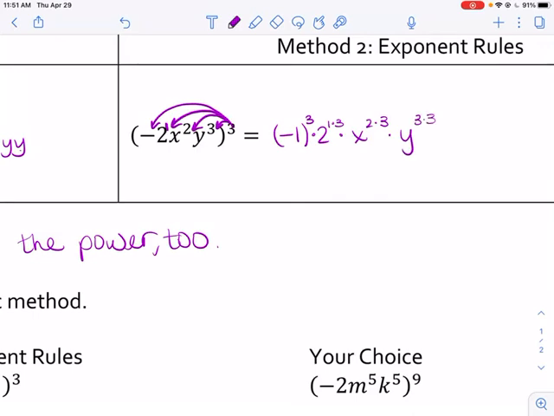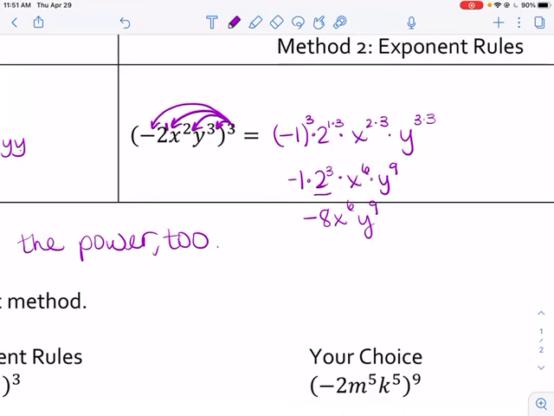And it gets easier once you get used to it, right? So negative 1 cubed is negative 1. And then 2 cubed is 2 cubed. Okay, this is going to be x to the 6th and then y to the 9th. So when I simplify that, negative 1 times 2 cubed is negative 8. And then x to the 6th and y to the 9th.